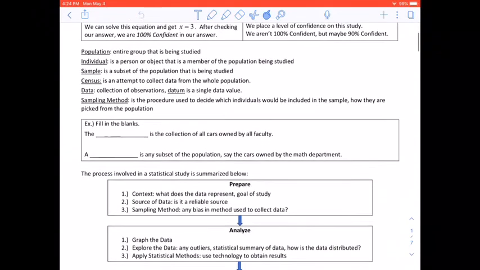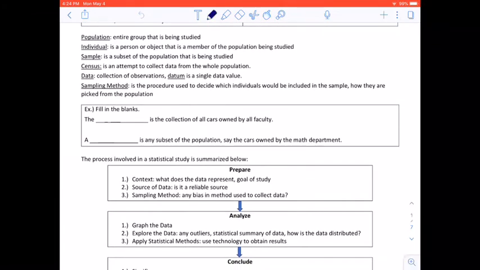We have a bunch of definitions down here that we need to know. So we have population, an entire group that's being studied. An individual is a person or an object that is a member of the population being studied. We have a sample. This is a subset of the population being studied.